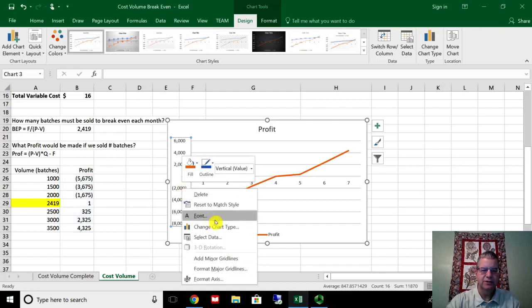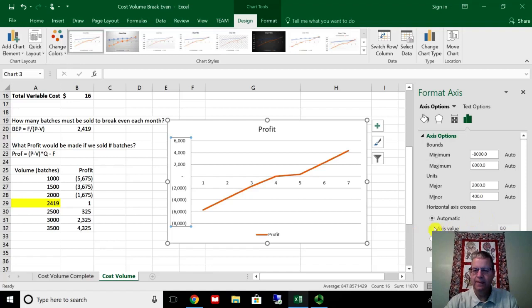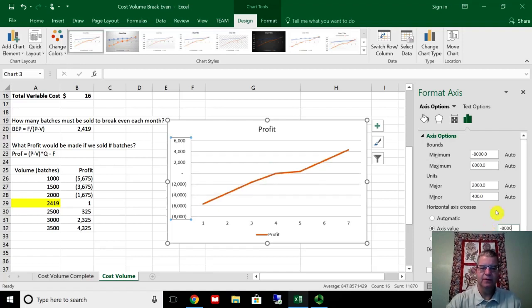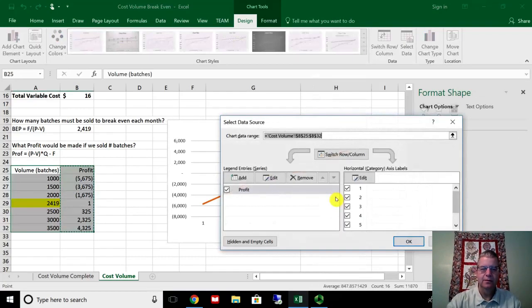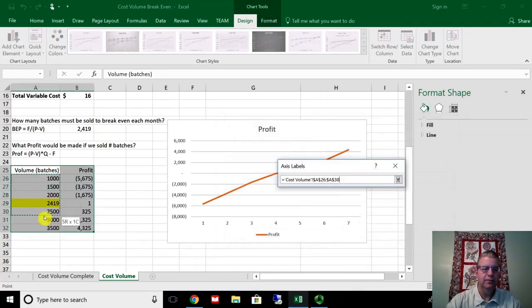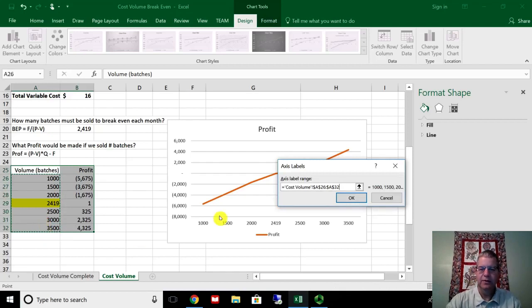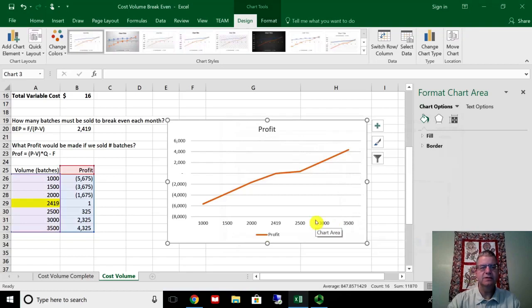I'm going to do a little formatting of this axis over here. Because I like my volume, I like that to be down at the bottom. And I want my volume to be that horizontal axis. And now let's see what we've got. Yeah, this looks about right.